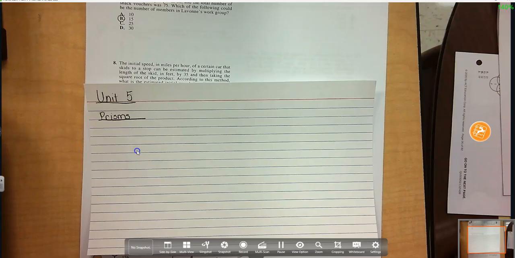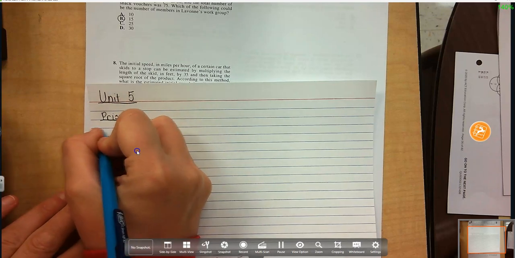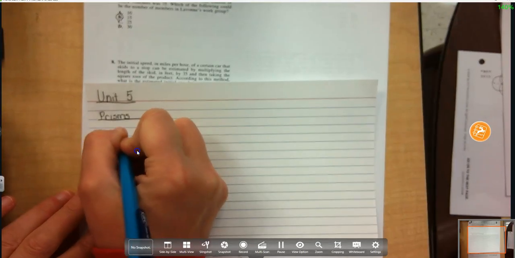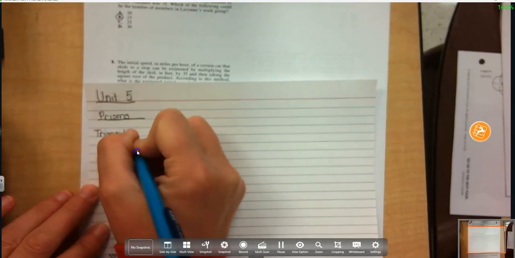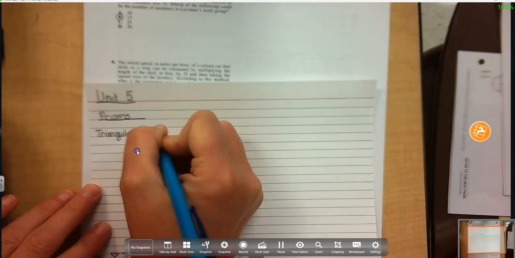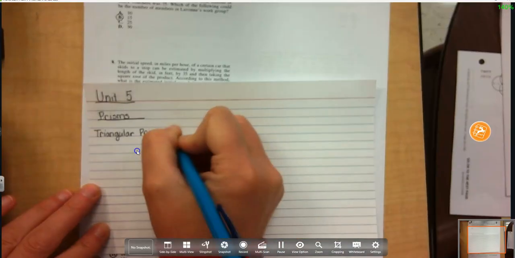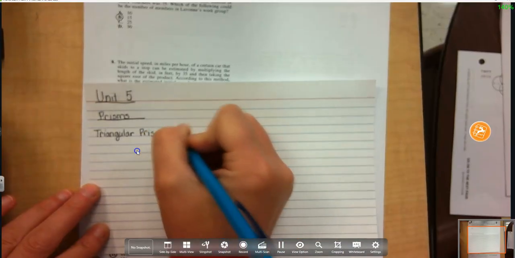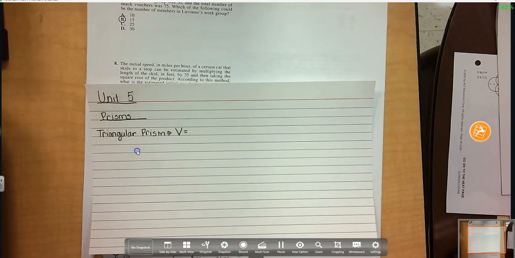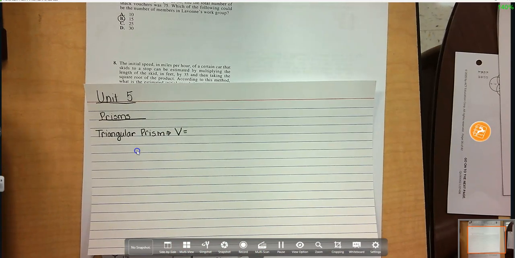We're going to start with triangular prisms. That has the fewest number of sides, so I'm going to do triangular prism. And for a triangular prism, my volume is going to equal the area of the base times the height.